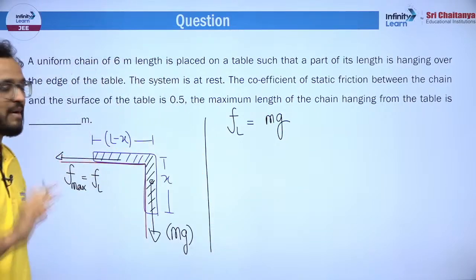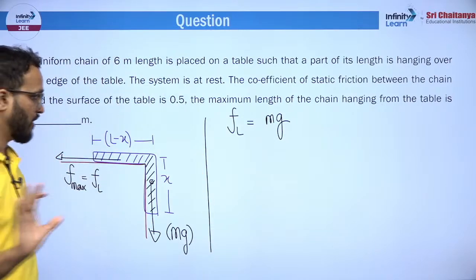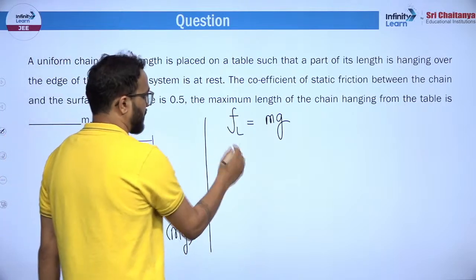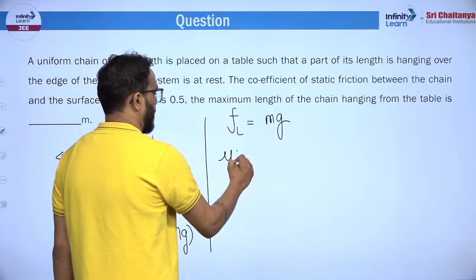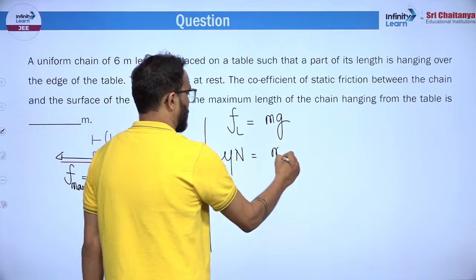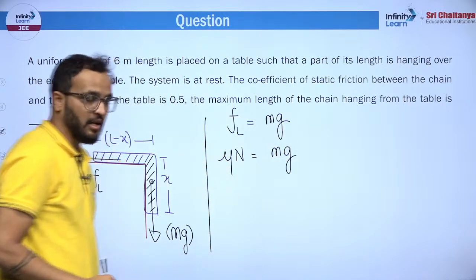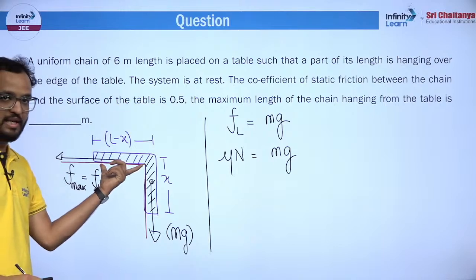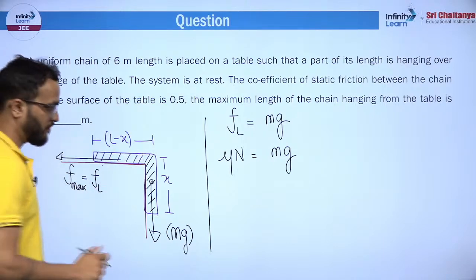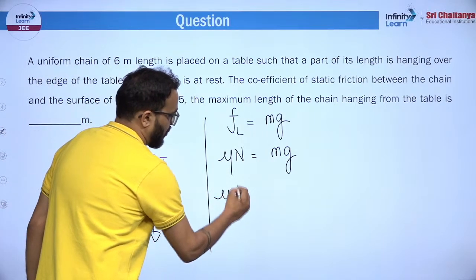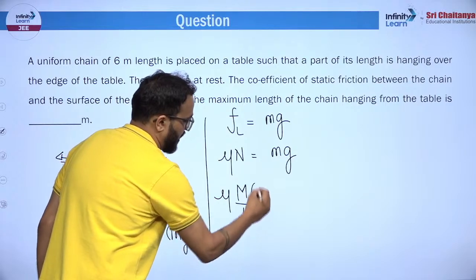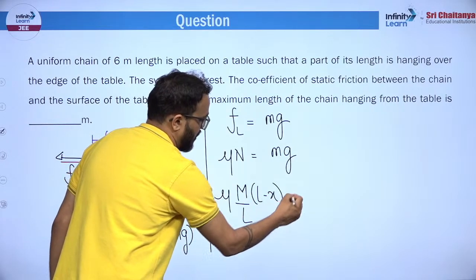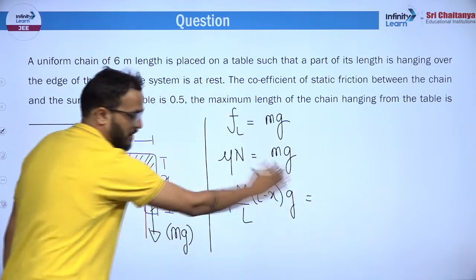Let's say the total mass of the rope is capital M. So you will say, sir, FL is what? Mu into normal is equal to small m into g, right? Now what is the mass of this particular portion? So you will say total mass upon total length into length of this particular portion. So mu into total mass upon total length into length of that portion which is on the table into g. This is the normal, right?